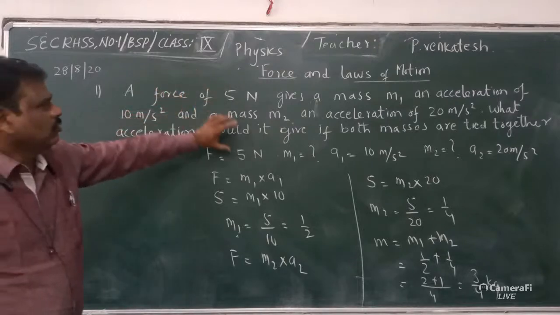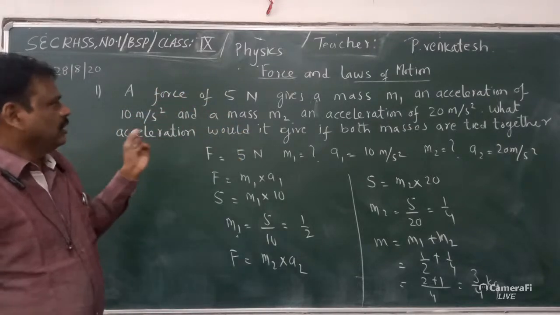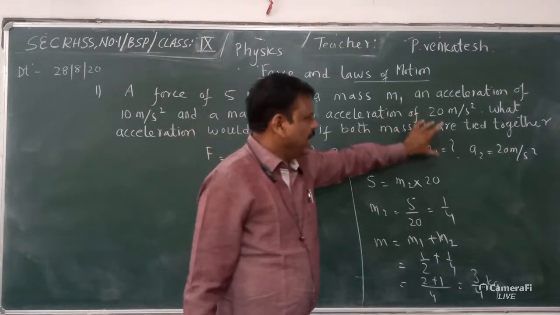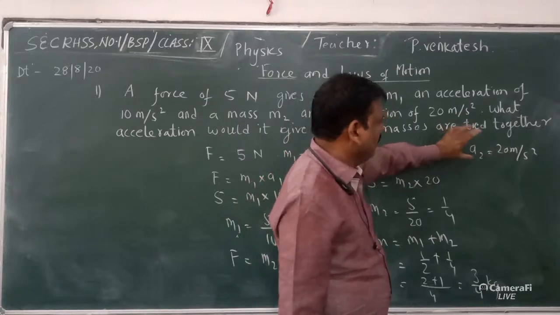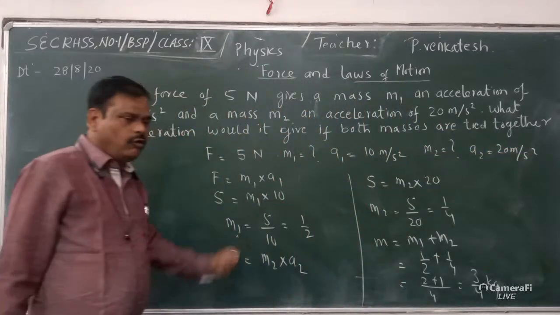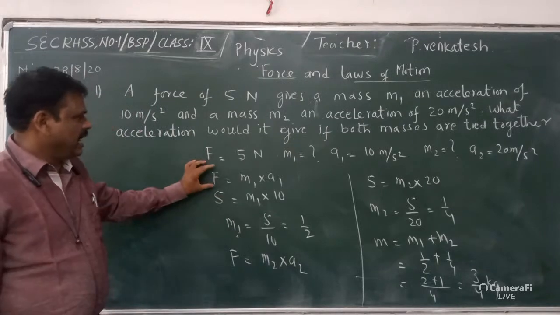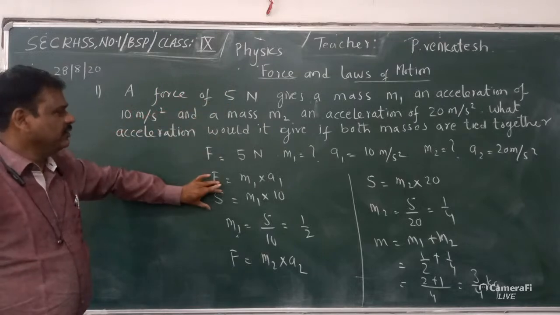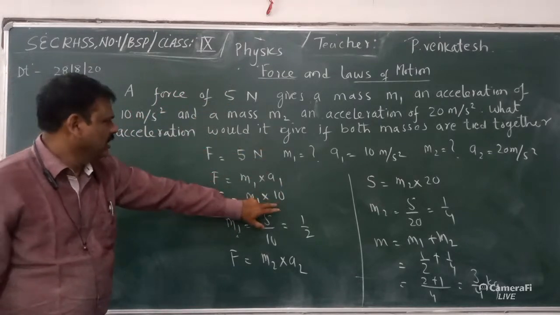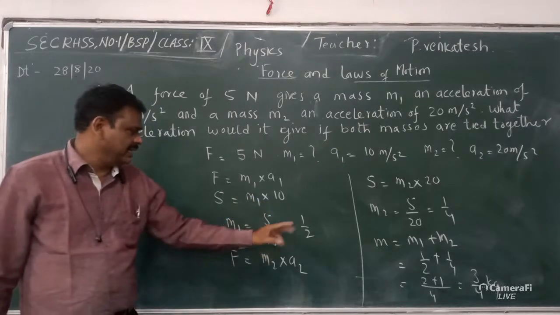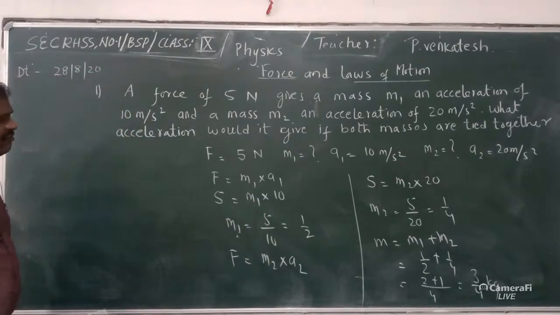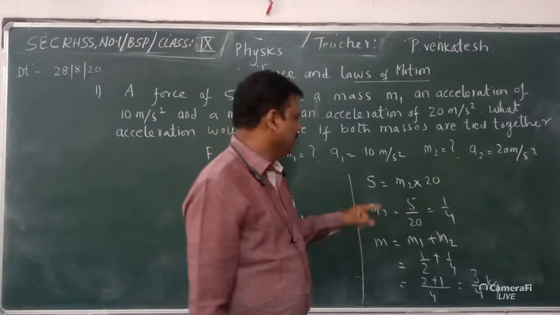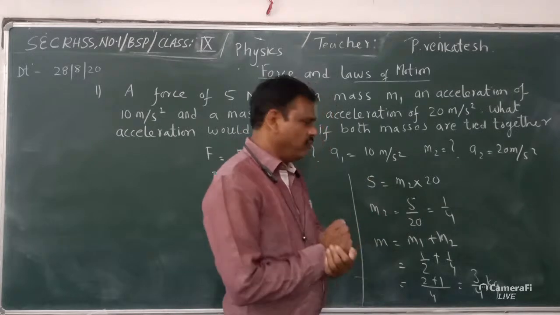What we did: force equal to 5 newtons, it gives a mass m1, which you don't know and have to find. A1 is 10 meter per second square, m2 is question mark, you have to find, A2 equal to 20 meter per second square. Now you know force equal to mass into acceleration, F equal to m1 into A1. Now how much force are we applying? 5 newtons, m1 into A1, which is 10. Or m1 equal to 5 by 10, that is 1 by 2. Again, F equal to m2 into A2, 5 equal to m2 into 20, 5 by 20, that is equal to 1 by 4.